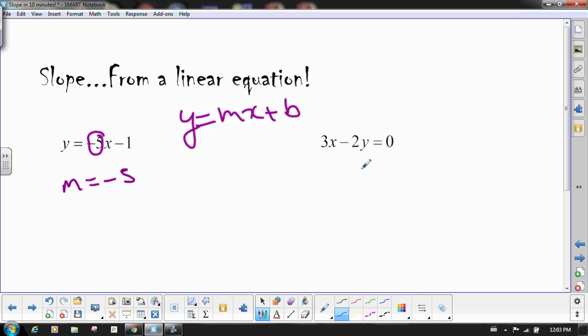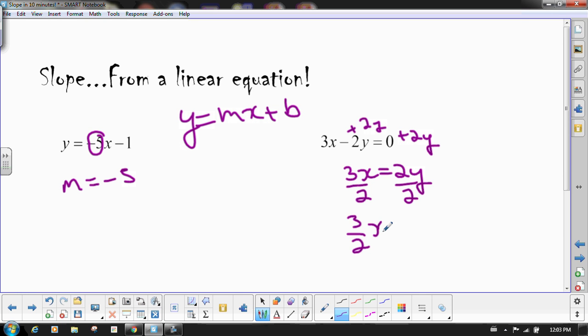The second example, however, is not in the form y equals mx plus b, but we know how to put it into y equals mx plus b by using opposite operations. So the easiest thing to do in this situation is to start by adding 2y to both sides. That leaves us with 3x equals 2y. Then we want to isolate the y, so we'll divide both sides by 2. So we get 3 over 2x equals y. Now that we've done that, we can isolate the coefficient and state our slope as 3 over 2.